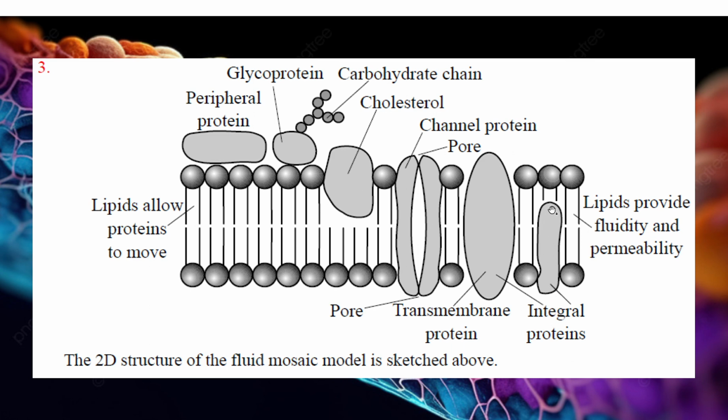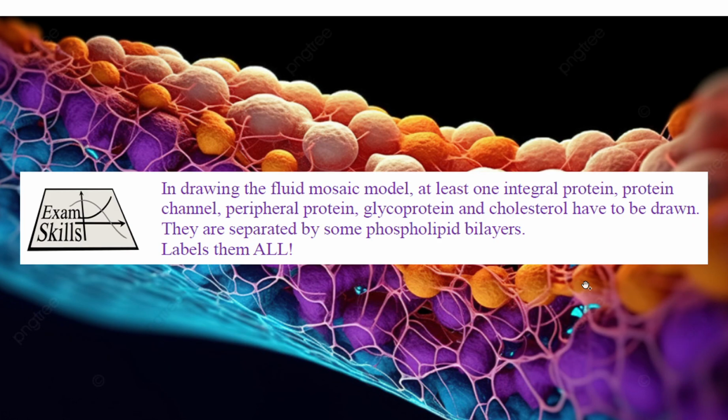One is the integral protein inside the bilayer but not going all the way through, and the one called the transmembrane protein goes exactly all the way through, okay. So remember, in the IBDP requirement, to draw the fluid mosaic model to get the marks, one integral protein, one channel protein, one peripheral protein, a glycoprotein, and one cholesterol have to be drawn separately, okay, and you need to label them.